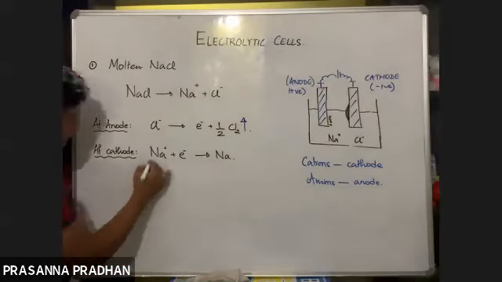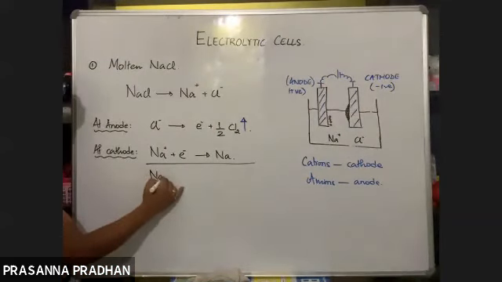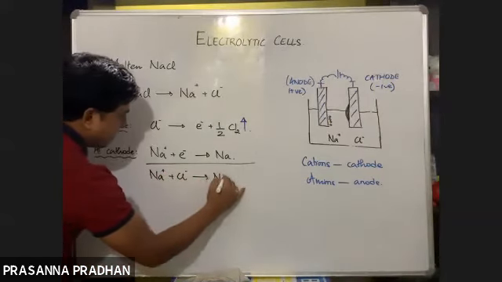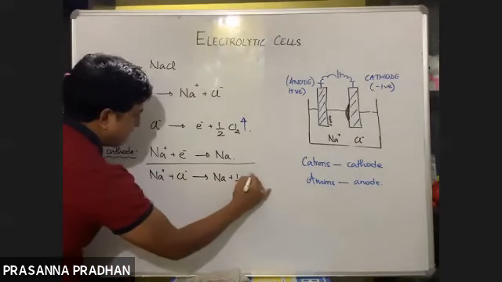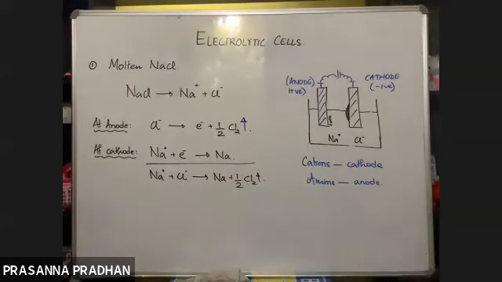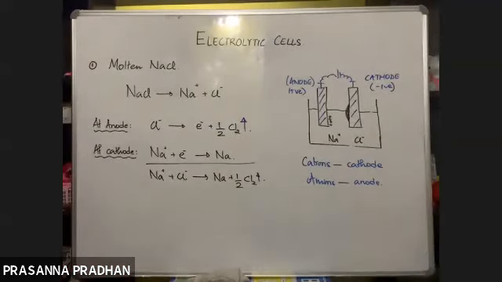Now, the number of electrons lost and gained should always be the same. So I can write down this equation: sodium ion plus chloride ion gives us sodium plus half Cl2. Do you think you need to memorize all this? No. Just by looking at this, we can easily predict the products of electrolysis. Here, remember guys, we are discussing electrolysis of molten NaCl.